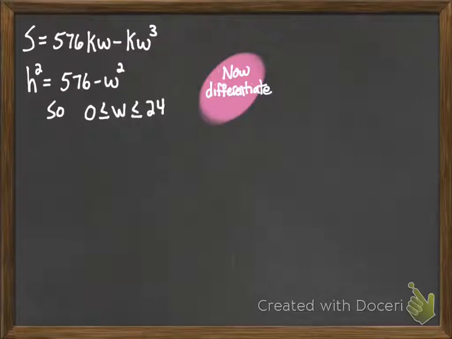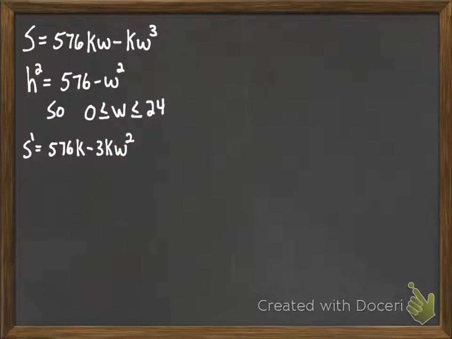So now we can differentiate, now that we have our interval of restrictions. So we do that. We take the derivative of S, and we get 576k minus 3kw squared. Don't worry about the k. It's going to go away here in just a moment. So then we say, okay, when's our derivative 0 or undefined? Well, it's a polynomial, because remember, k is just some number. So it's never undefined, so when is it 0? And this is where I told you the k's, we can just divide k through both sides.